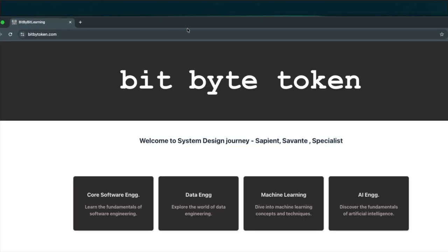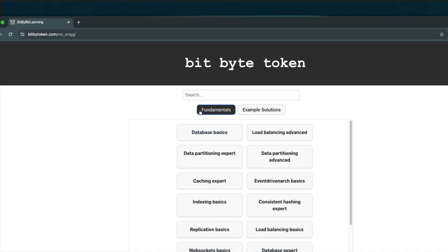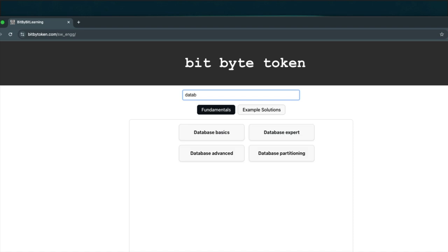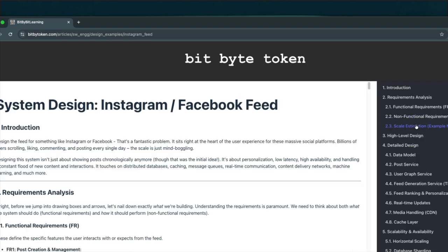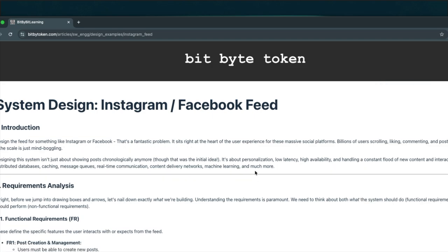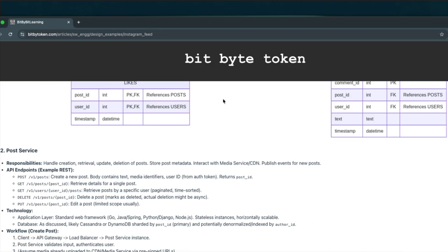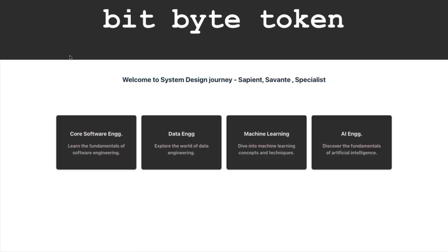This is what the site looks like. Bitbytoken.com is divided into several disciplines. Each discipline further has fundamentals which are searchable. Say for example you have a database, then you will get database basic, advanced and expert, and then we have sample solutions, each with functional requirements, non-functional requirements, detailed design, scalability, availability, trade-offs to be considered, and all those details are available in this. So do take a look at this and please provide your feedback so that this site can be updated to serve as a very detailed and comprehensive website for anybody looking for system designs.